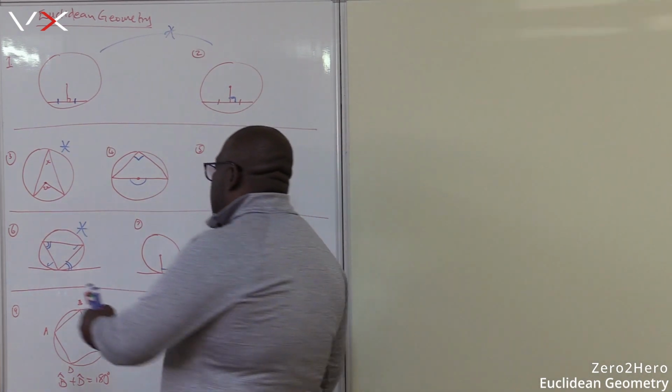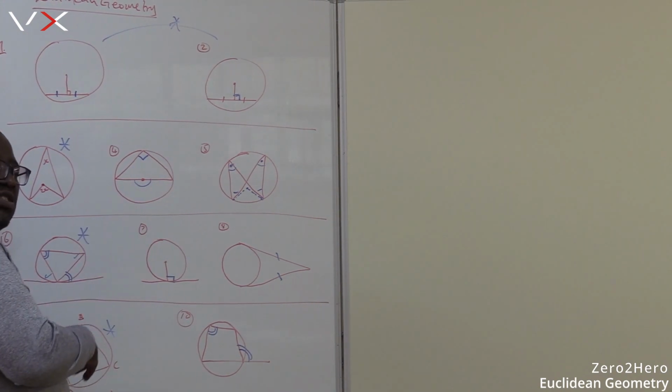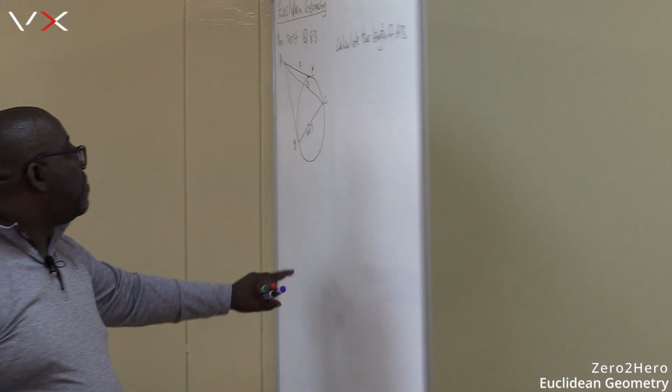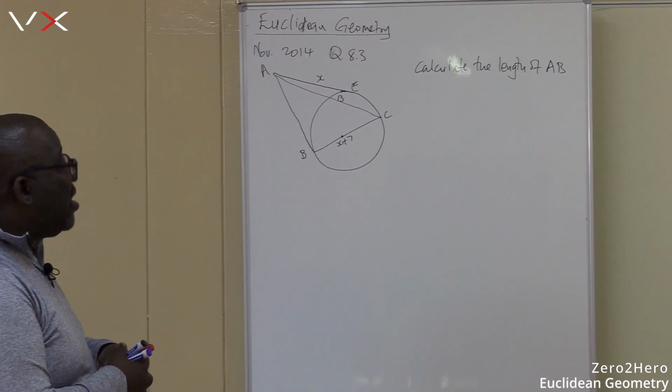I want us to look at this next problem. Remember one thing and one thing only: we are being asked the theorems more than what we are being asked there. Calculate the length of AB. This is the diagram that we are given.